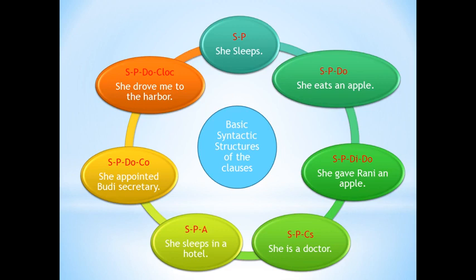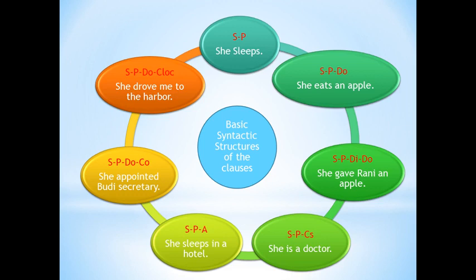And the last is about basic syntactic structures of the clause. We have subject, predicate. She sleeps. Kemudian subject, predicate, and direct object. She eats an apple. Kemudian ada subject, predicate, indirect object, and direct object. She gave Rani an apple.